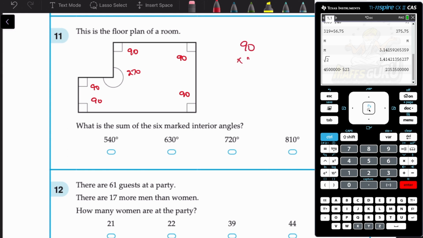So 90 times 5. Again, I'll do that on my calculator, just to make sure I've got my calculator, so I might as well do it. It's 450. I'm going to add the 270, which gives me 720 degrees.